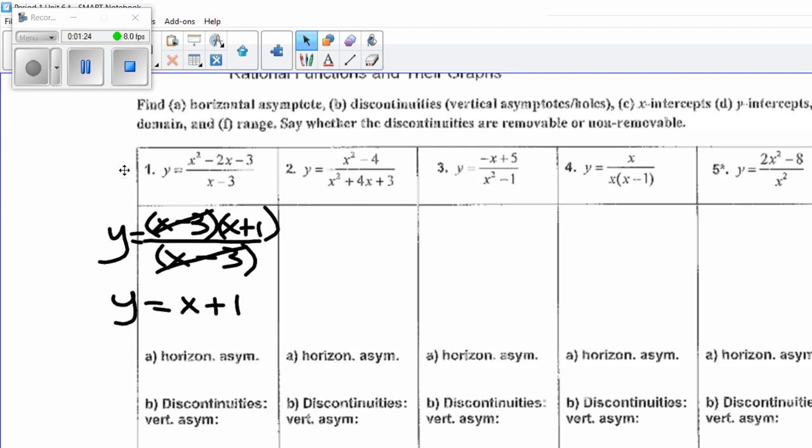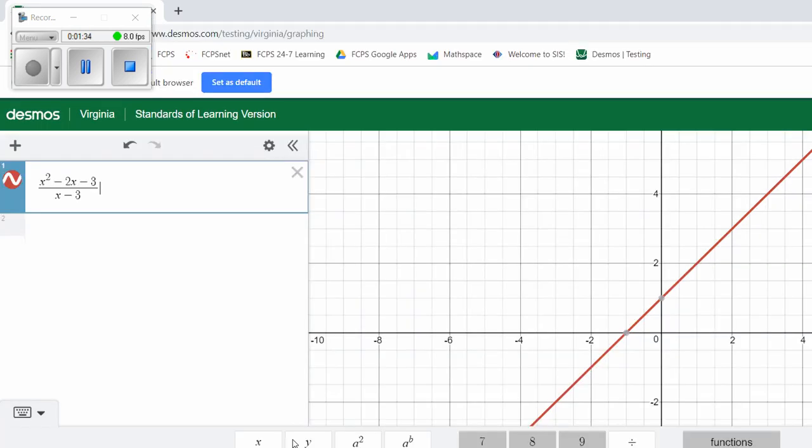There's no vertical asymptote, because if you look at the graph there, when it divided out, I get a straight line. And you can tell by the exponent, notice the exponent here is greater, 2 is greater than 1. So that means there's going to be no asymptote.